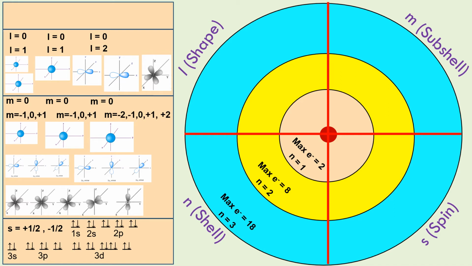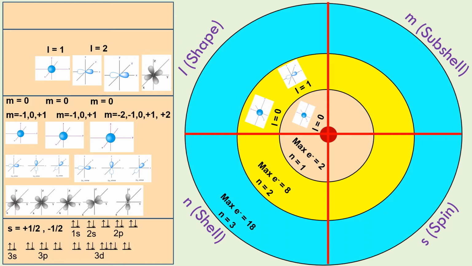Quantum number l, shape. The first energy level has only one value of l. l equals 0. 0 represents the shape of a sphere. The second energy level has two values of l. l equals 0 represents the shape of a sphere, and l equals 1 represents the shape of a dumbbell.